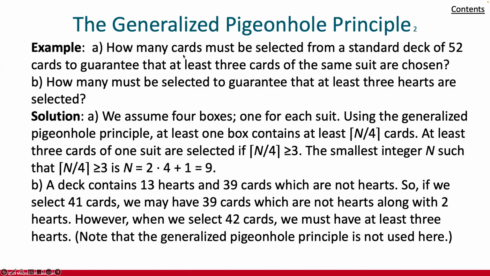A, how many cards must be selected from a standard deck of 52 cards to guarantee that at least 3 cards of the same suit are chosen? And B, how many must be selected to guarantee that at least 3 hearts are selected? So this gets into some interesting number theory, maybe with a card game focus, but that's just an application. You can have any number of applications, and you can walk through this solution.